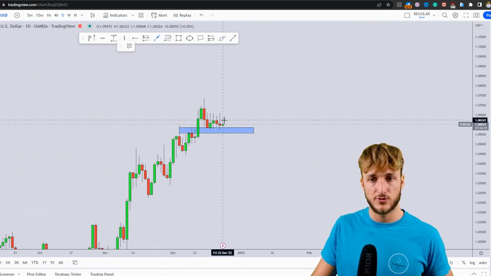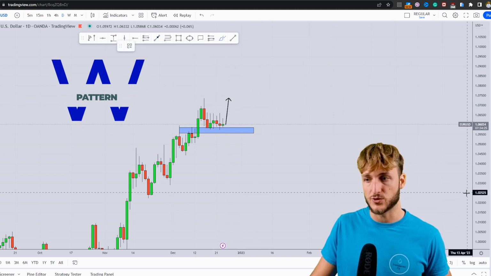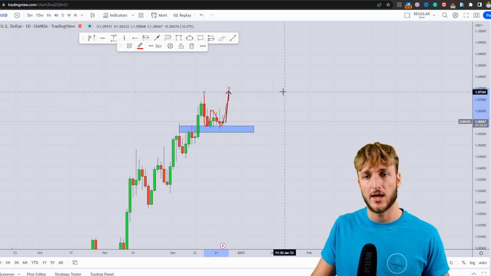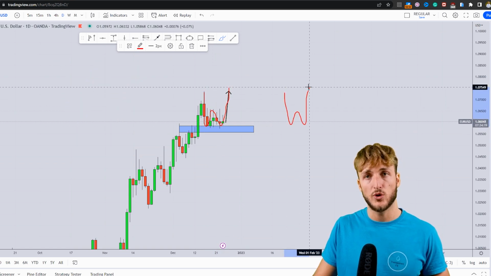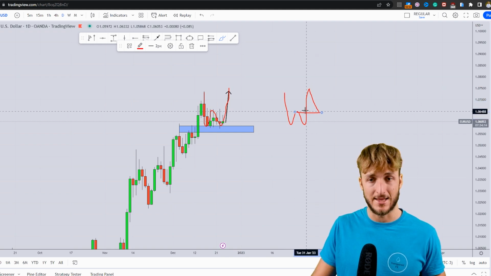However, if it does continue higher from here, that would also create a W formation because we would have a move to the downside, correction, move lower, move to the upside. And what we know is that after the creation of a W, we would like to see a rejection lower and completion of the pattern at the neckline.